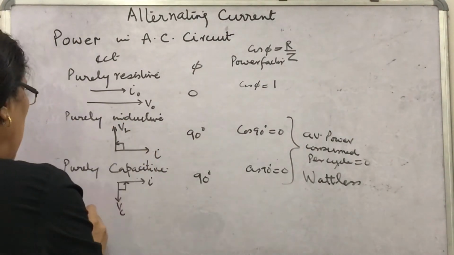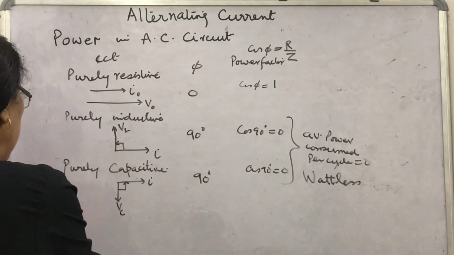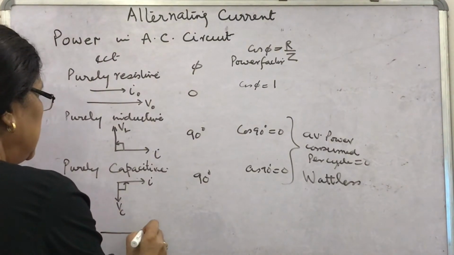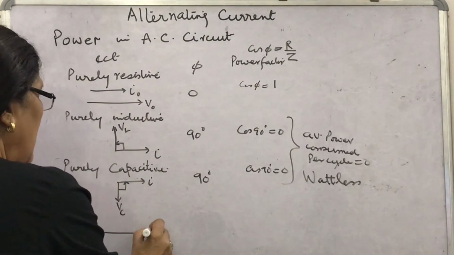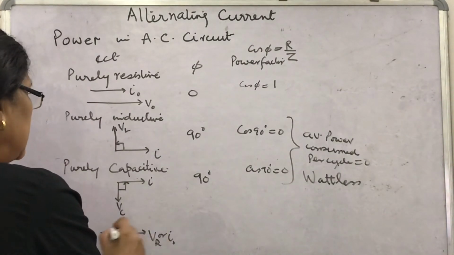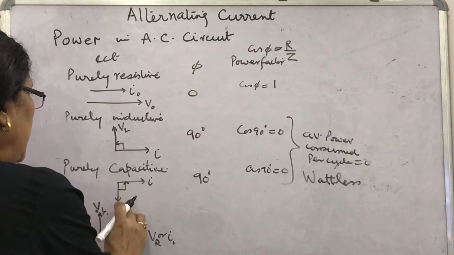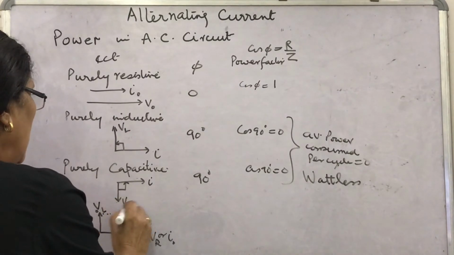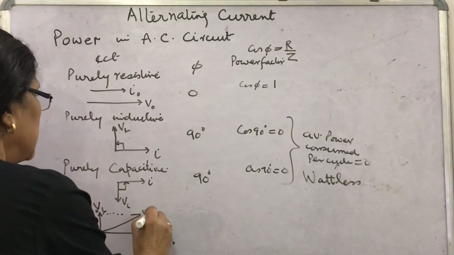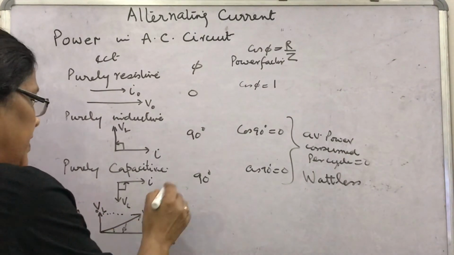Now, in the LR circuit, what will you find? If you take a series LR circuit, then in the series LR circuit we see that this is the current, and VR, the voltage across the resistance, and current are in the same direction, and this is the VL, V naught L. Then we find here that the resultant voltage is the applied voltage, and this is the phase angle phi.